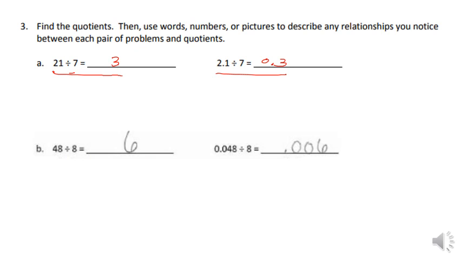Same thing in B. They did 48 divided by 8 was 6. So you can check yourself: 6 times 8 is 48. So that means 48 thousandths divided by 8 is going to be 6 thousandths.